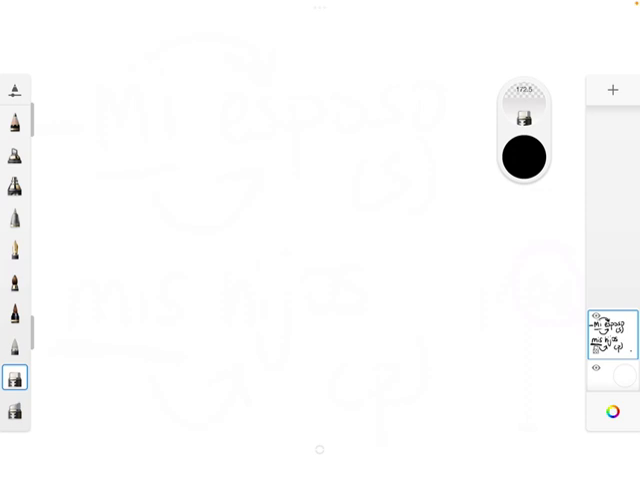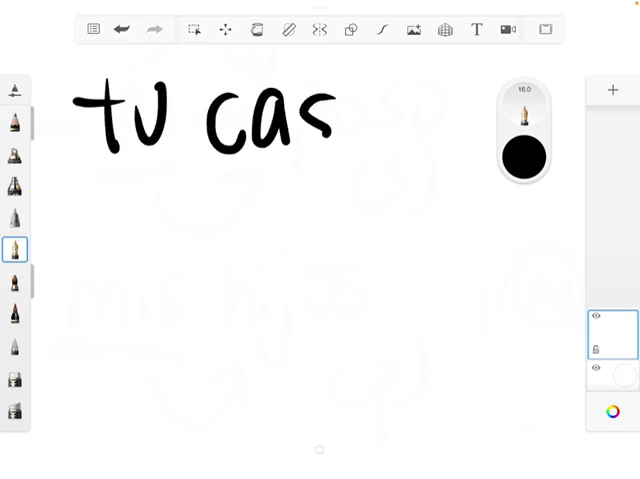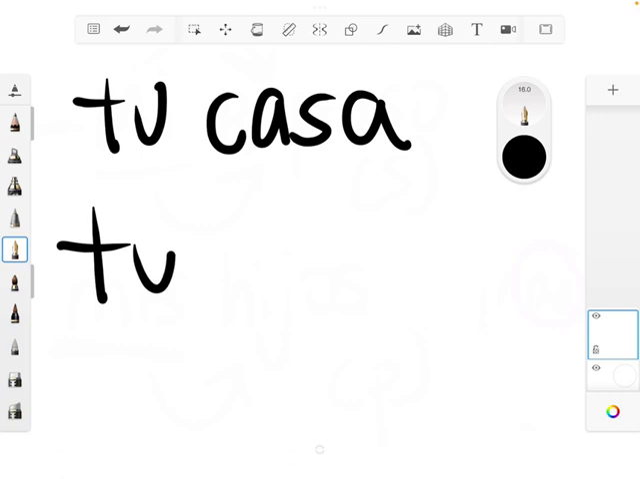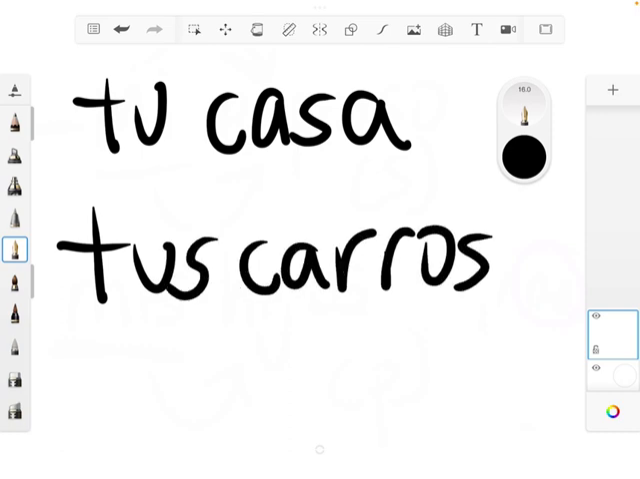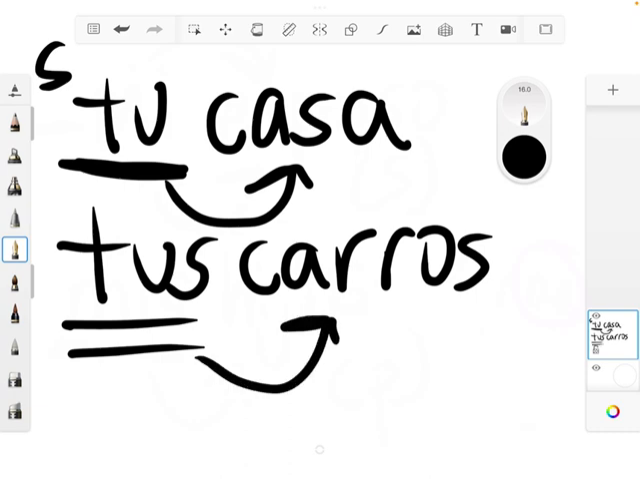So we can have, for example, tu casa and tus carros, right? You is singular. Tu is a singular form. But here, it's tu without the S because the noun that it's modifying is singular. Versus here, it's tus with an S because it's modifying a noun that's plural. Okay? I'll do one more example.